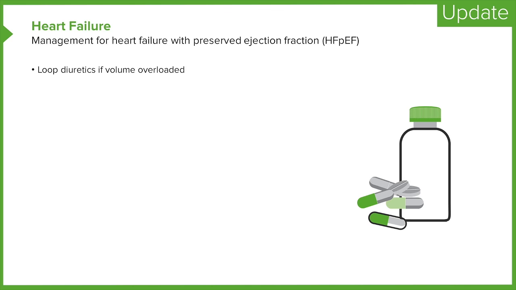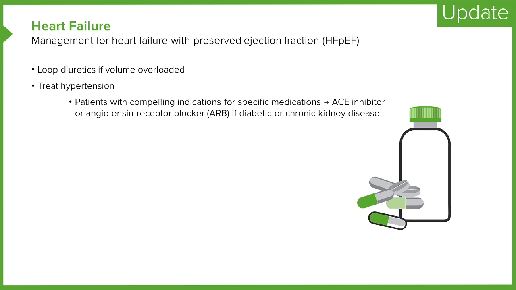If a patient has volume overload with dyspnea or peripheral edema, of course, they need diuresis, usually with a loop diuretic to remove excess fluid. For patients with a compelling indication for a specific type of antihypertensive medication, for example, if a patient has diabetes or chronic kidney disease, then an ACE inhibitor or an angiotensin receptor blocker should be used before starting HFpEF specific therapies, such as mineralocorticoid blockers or SGLT2 inhibitors.